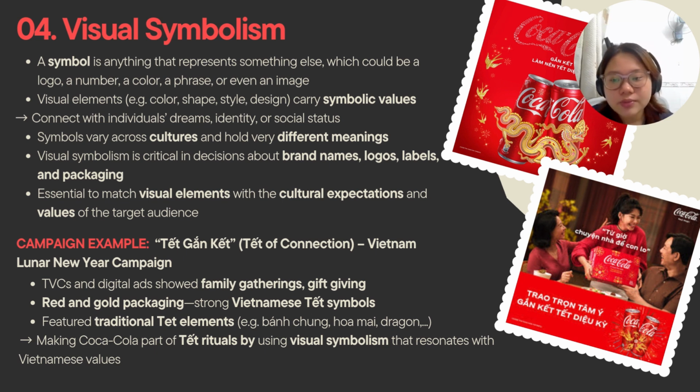So visual symbolism is critical in decisions about brand names, logos, labels, and packaging. For example, Chinese consumers prefer brand names that are visually attractive and culturally meaningful. They also favor simple, easy-to-remember logos that reflect their traditional Chinese thinking too. British customers, on the other hand, would pay more attention to how a brand name sounds, not just how it's visually attractive.